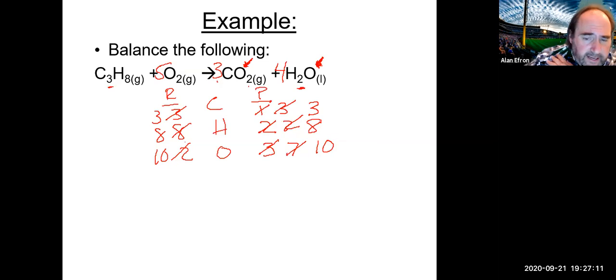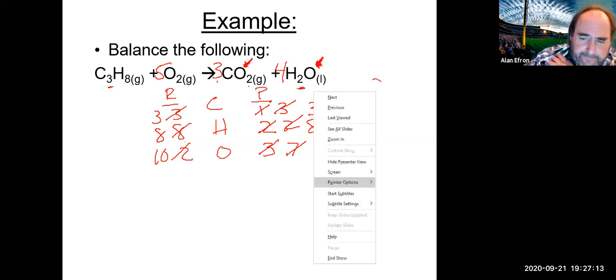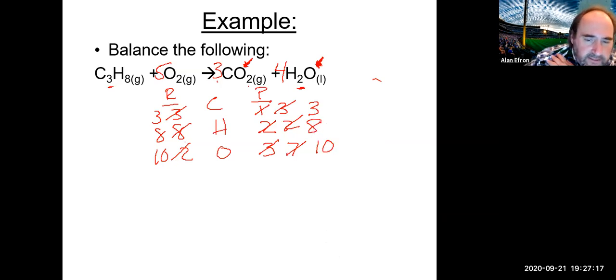So on the right-hand side, for oxygen, we have 3 times 2, which is 6. And then we have 4 times 1, which is 4. So the 4 and the 6 gives us 10 for the oxygen. And then here we have 5 times 2, which would be 10 on the left-hand side. Other questions?